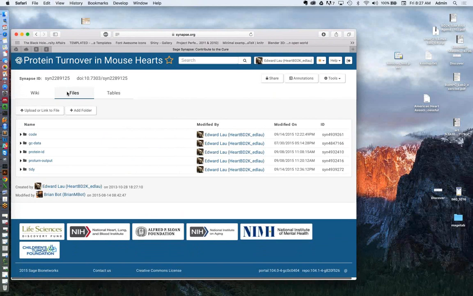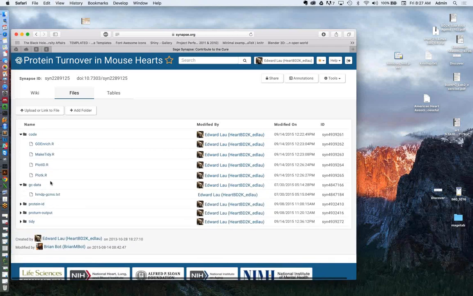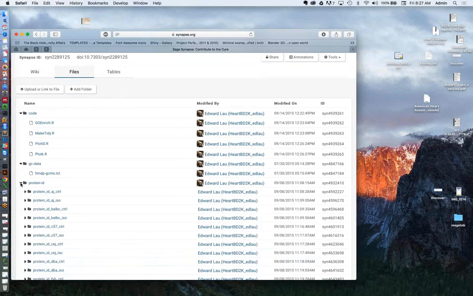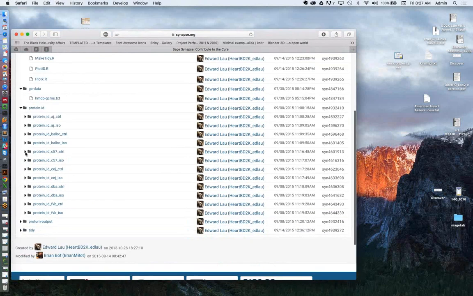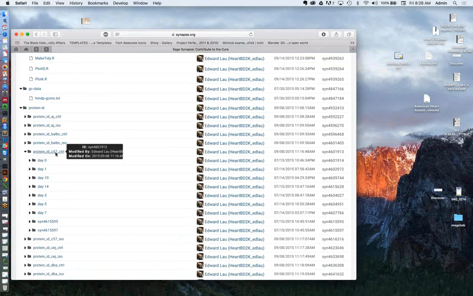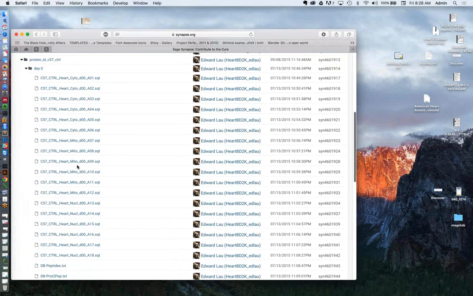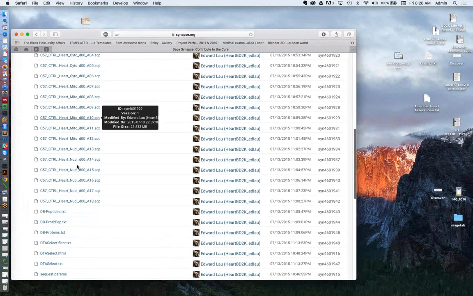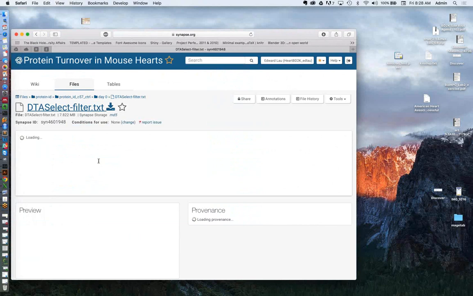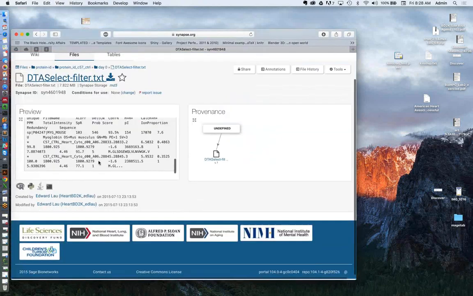Okay, and so for the data in the files section, are those links to the files in Pride, or is the data not in this collection of files? Sure, these files are posted on Synapse, and they're more processed files, so they're smaller in size. For example, if you go into the protein ID and the different mouse strains and experimental groups, you could click into day 0, and it shows the sequence output files. You could click into any of them, see a preview, and also download them directly.